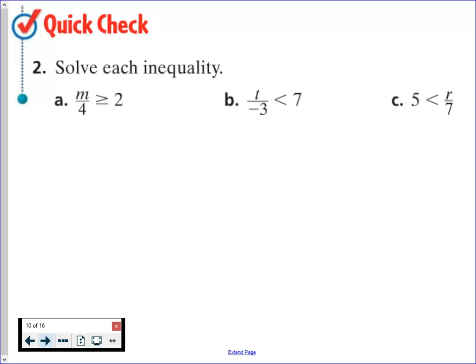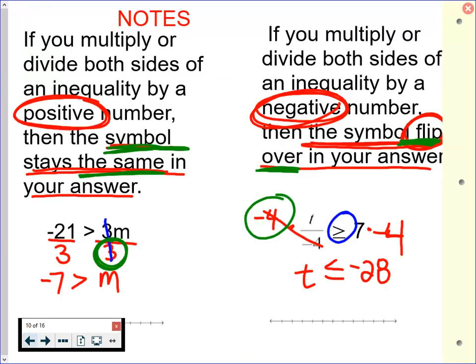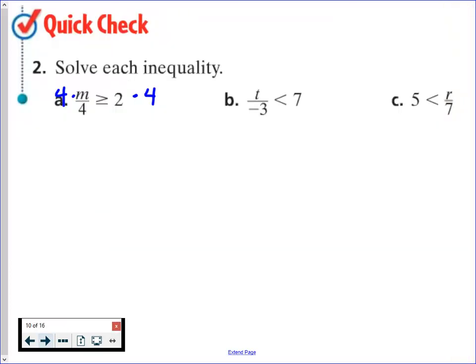What step will I do on A? It says divide by 4. My job is to multiply by 4. Since I multiplied by a positive, the symbol stays the same. It was greater than, it's going to stay greater than or equal to. M is greater than or equal to 8.